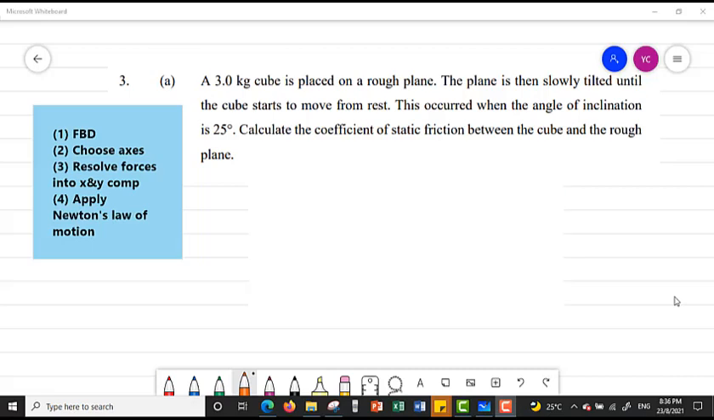Okay class, so now we go to one question. Kita tengok macam mana kita nak apply the Newton's law to solve this problem. For example, question 3a.